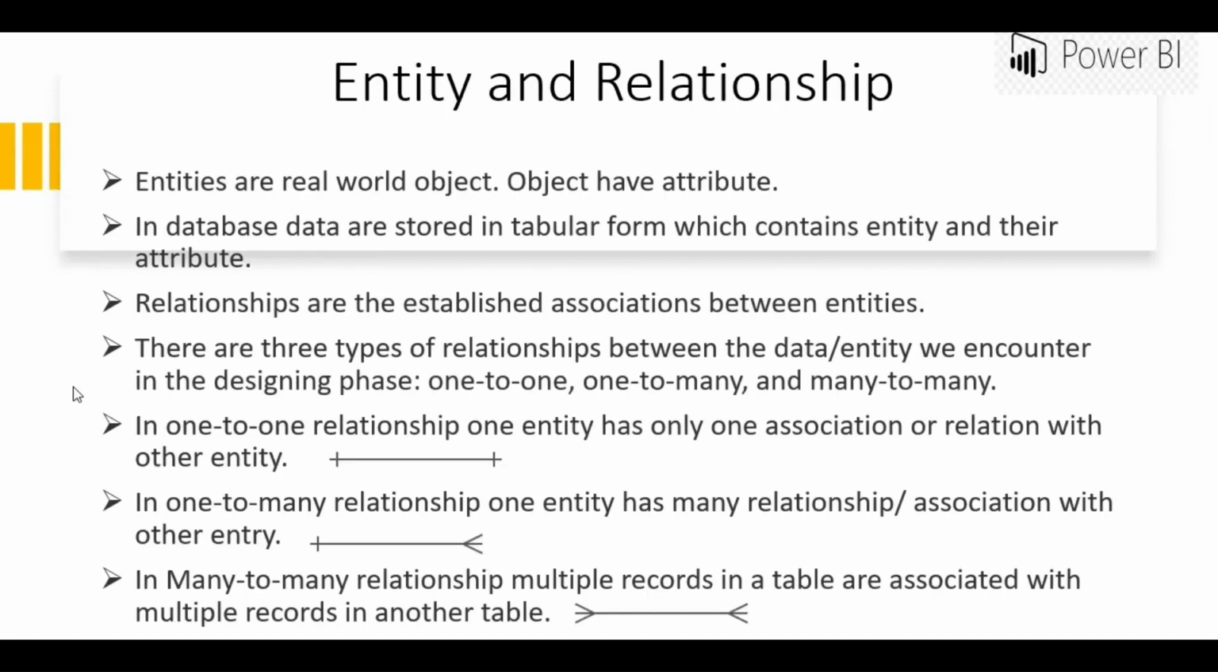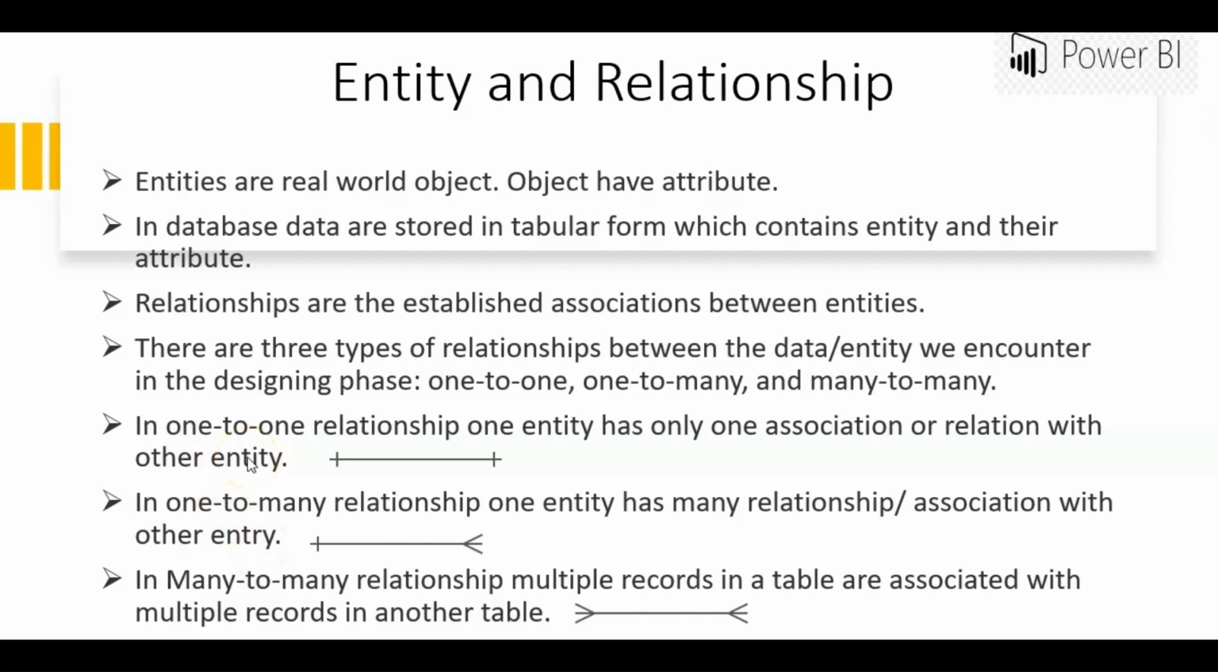Entity and relationship. In my previous video, I have explained entity and relationship in detail. Please refer to that to understand these concepts. In short, entities are real world objects and relationships are the connections between two entities, or how the two entities are related to each other. There are four types of relationship that exist between two entities. For data modeling, we need to know about three types: one-to-one, one-to-many, and many-to-many.